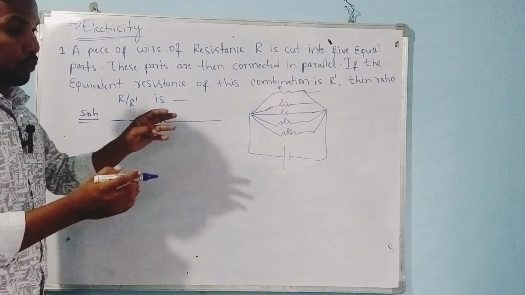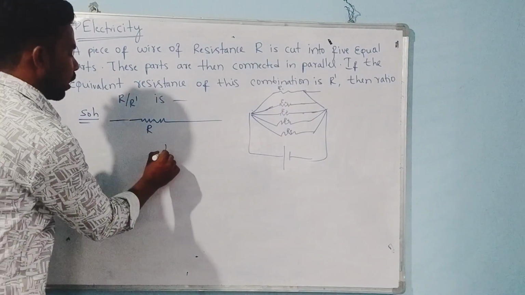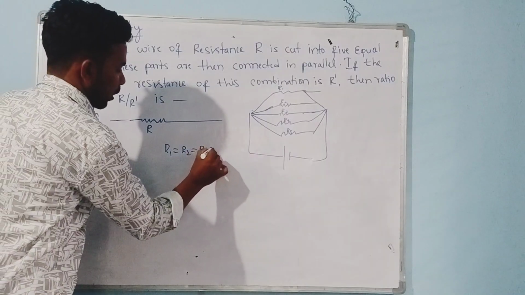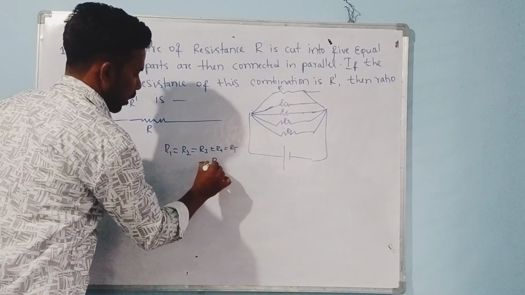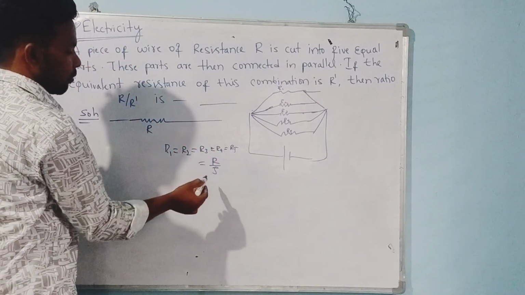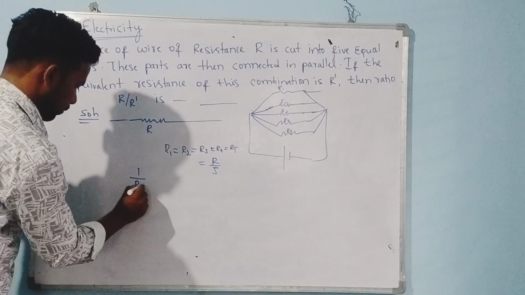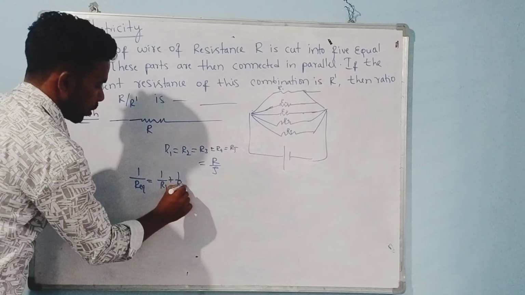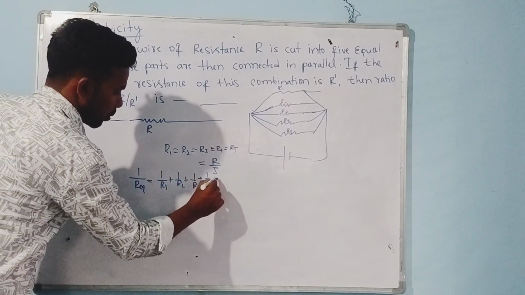Now, in one wire, we are cutting 5 equal parts. So, R1, R2, R3, R4, R5 is equal to what? One part is R, so 5 parts will be R by 5. So, what is equivalent resistance formula? R equivalent is equal to 1 by R1 plus 1 by R2 plus 1 by R3 plus 1 by R4 plus 1 by R5.